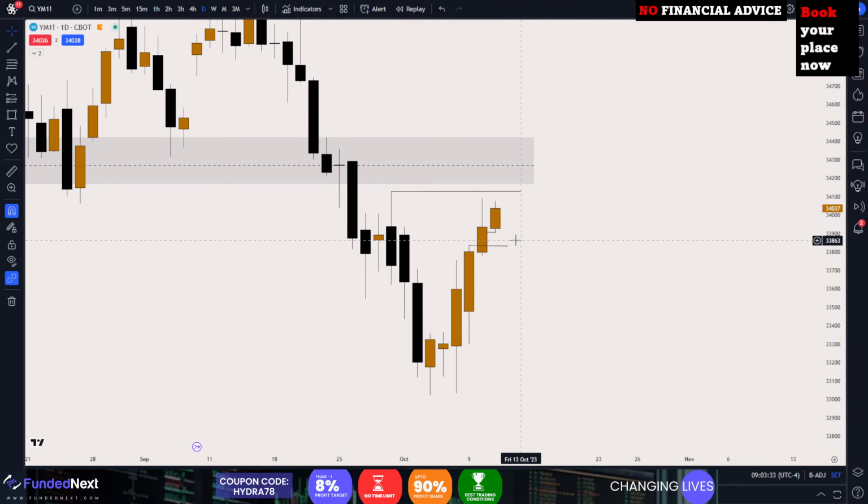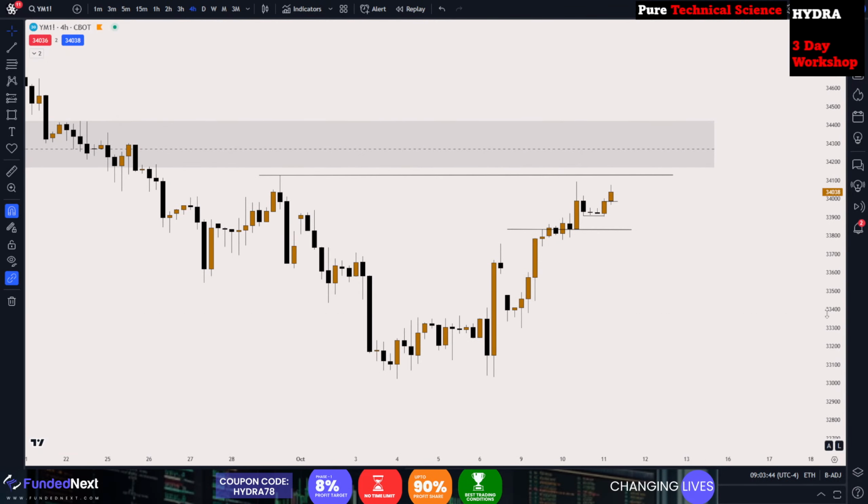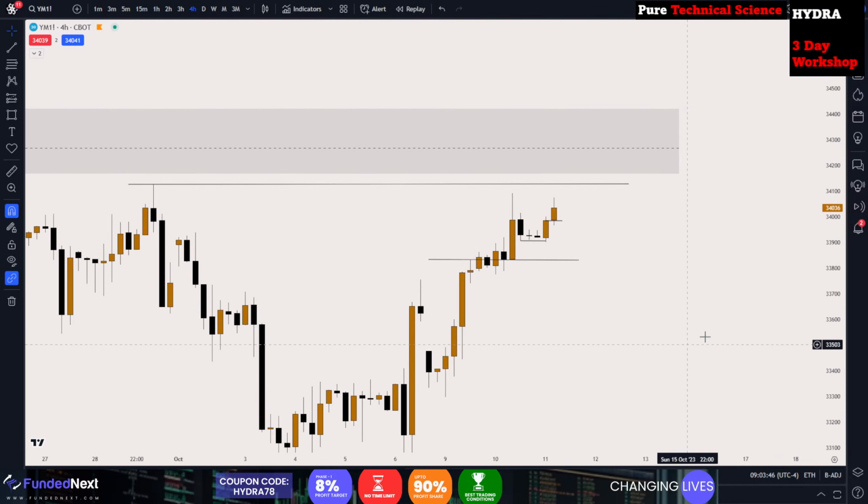Okay, so there is logic, folks. It's not that I'm just looking at the chart and randomly watching this swing high and calling the market. No, there is logic behind it, but we will see if the logic is working or not.